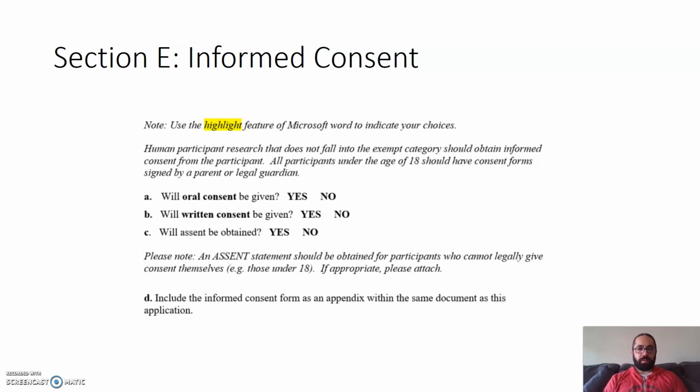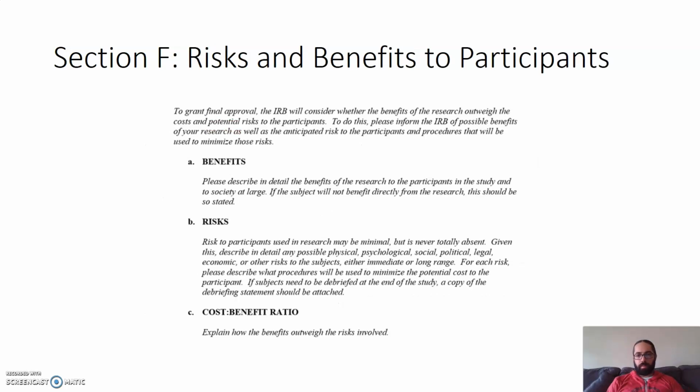Next, describe the informed consent procedure. Will you be obtaining oral consent from participants? Will you be obtaining written consent from participants? Will assent be obtained? You should also include a copy of your consent form. If you're using oral consent, you need a transcription of the oral consent procedure you'll be using. If you're using written consent, you can use the template that the IRB provides you.